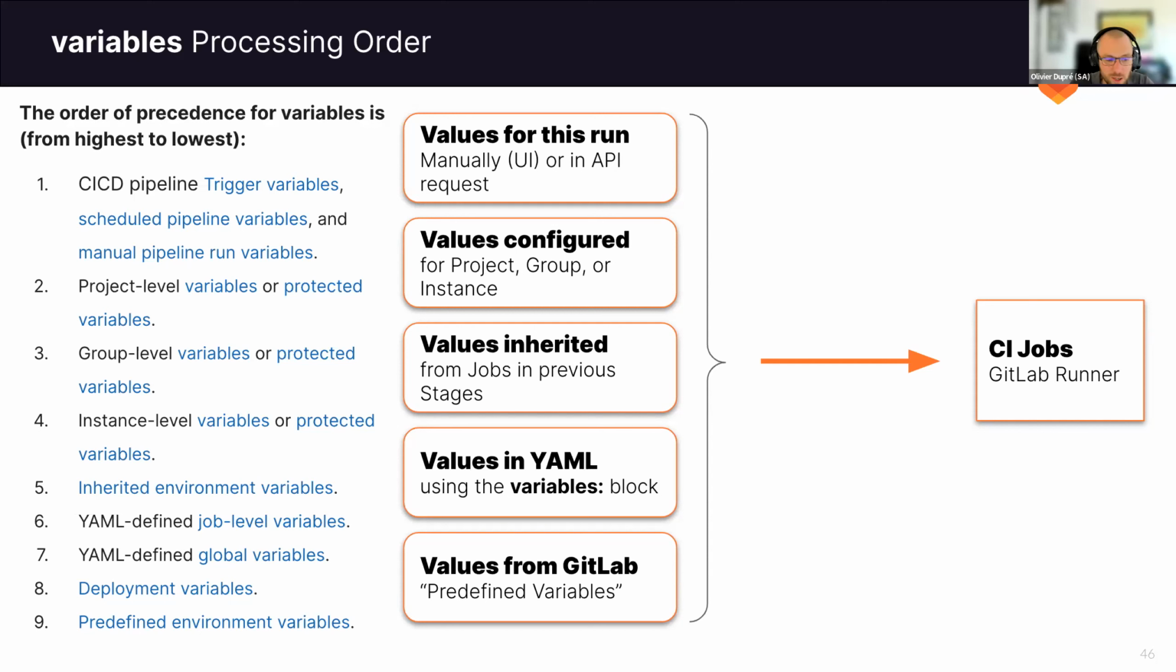You continue with something less important, which are the variables defined at job level, and then at the level on top of that, which is the global level. So the global variables defined in your pipeline. Then you continue with the deployment variables, and finally you conclude with the predefined environment variables.